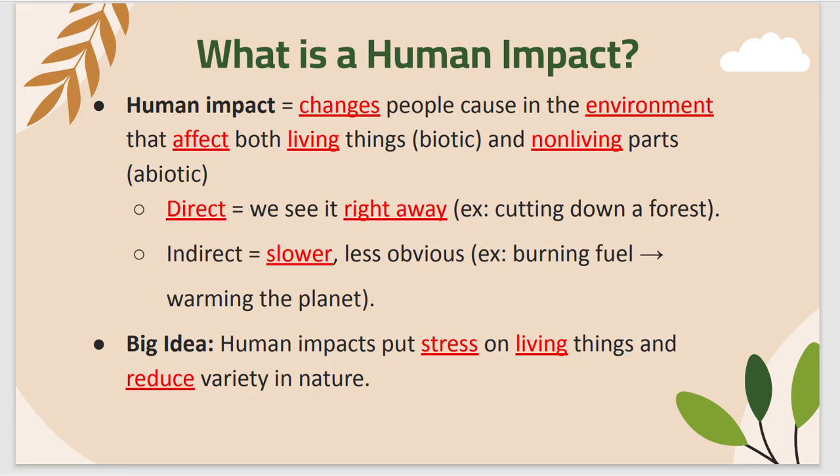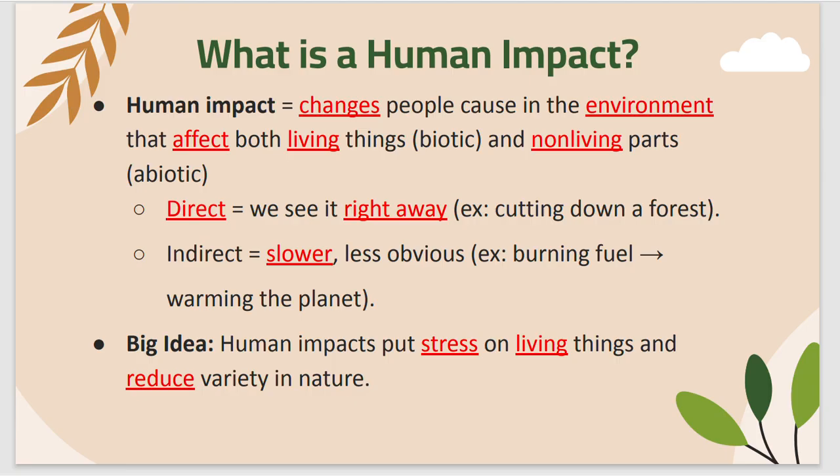There's 2 types of human impacts, 2 ways that you can see human impacts, and we classify those as either direct or indirect. So direct human impacts are changes, consequences that we can see right away. For example, cutting down a forest. We can see those consequences instantaneously. As soon as those trees are all clear cut, we can see the change in the ecosystem. We can already start to see the habitat destruction.